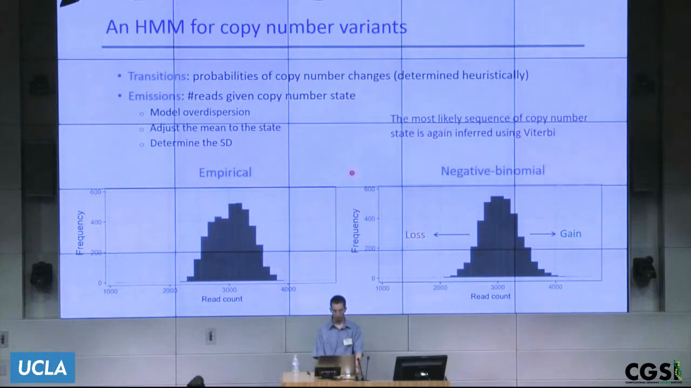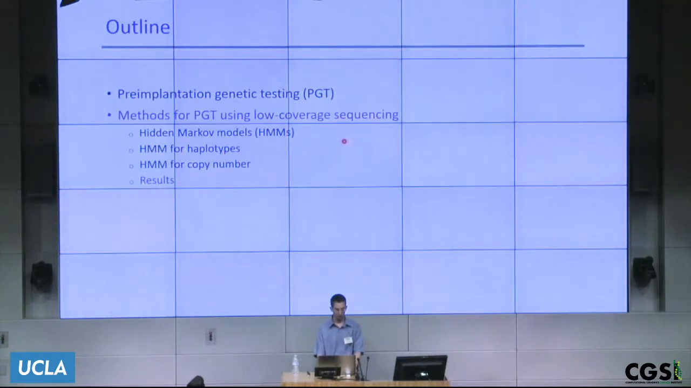And again, we used a Viterbi algorithm to obtain the most likely sequence of copy number states. We also used the forward-backward algorithm to compute the posterior probability of being at each state at each time point. For the last section, I will show some results.